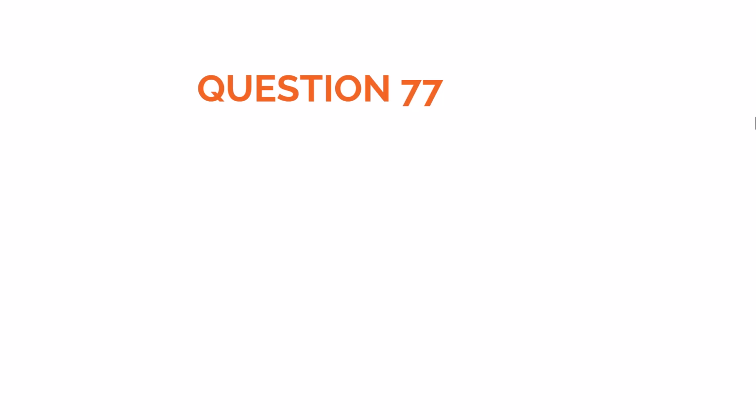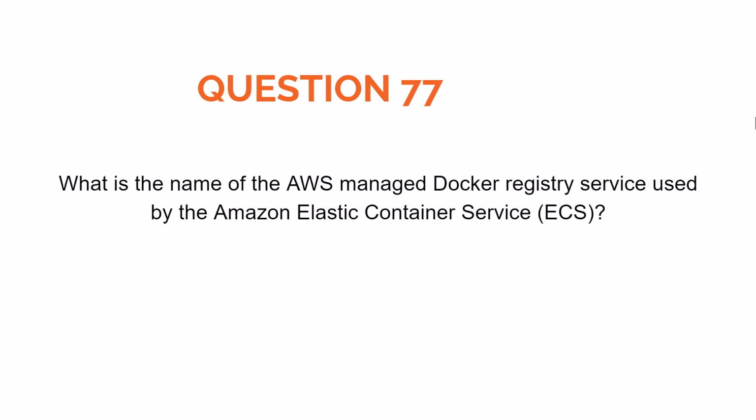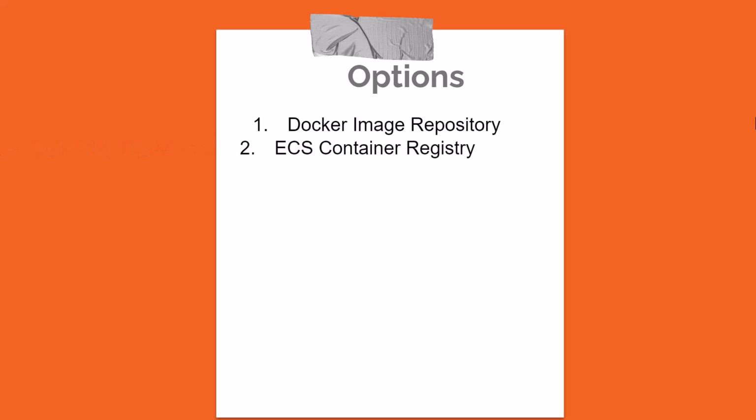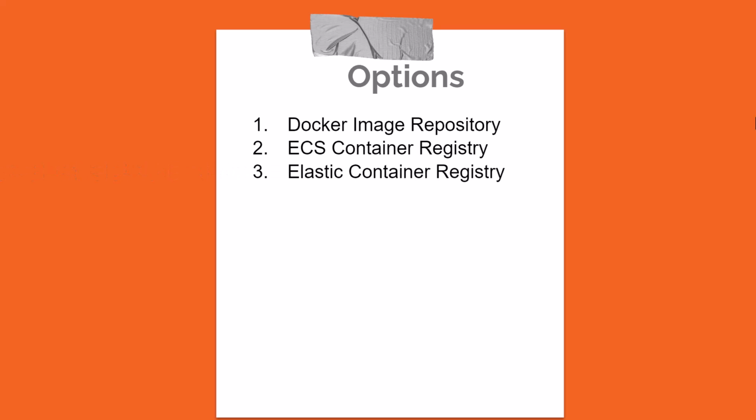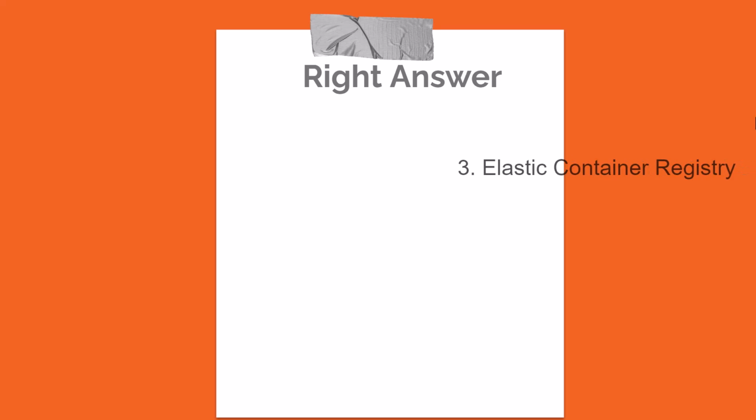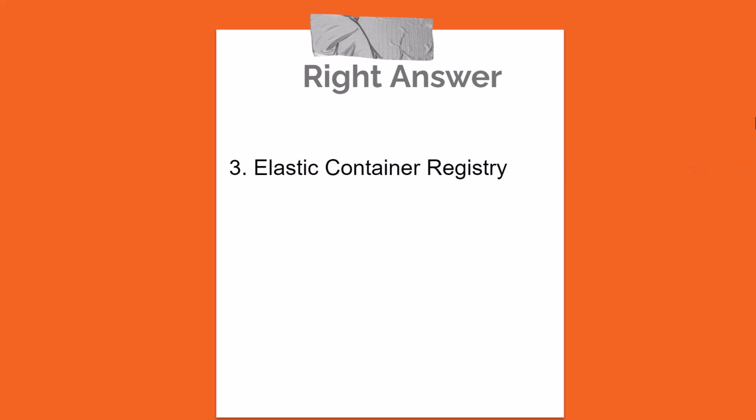Question 77. What is the name of the AWS managed Docker registry service used by the Amazon Elastic Container Service (ECS)? Options. Option 1. Docker Image Repository. Option 2. ECS Container Registry. Option 3. Elastic Container Registry. Option 4. Docker Container Registry. Correct answer is Option 3. Elastic Container Registry.